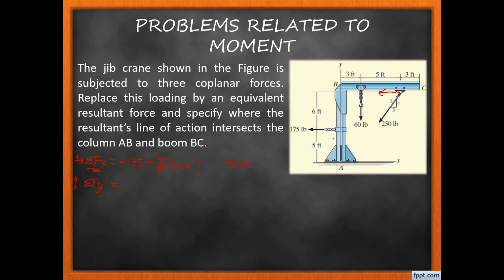Let's say upward is our positive. So we have a downward negative 60 pound, and then we have another downward component of our 250 pound. So we have 4 over 5 times 250. So we have negative 260. So if we draw the parallelogram of our resultant force, it may look like this. So we have negative Fx of 325 and negative Fy of 260.